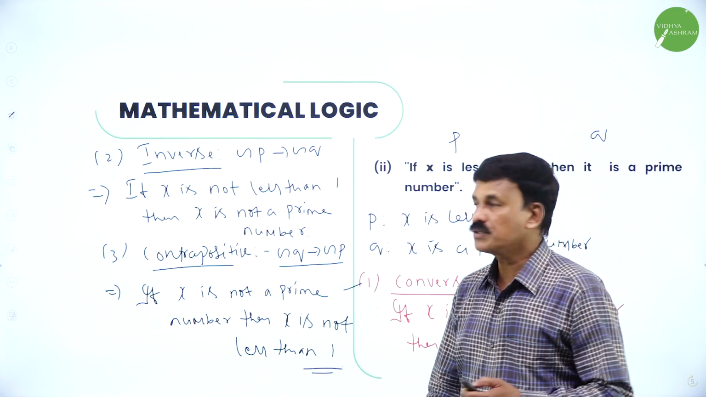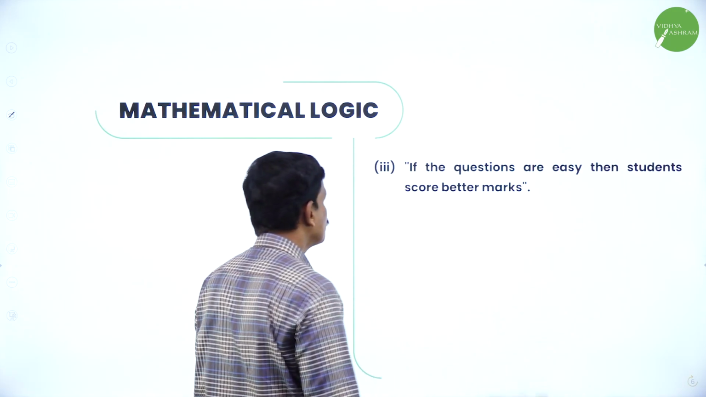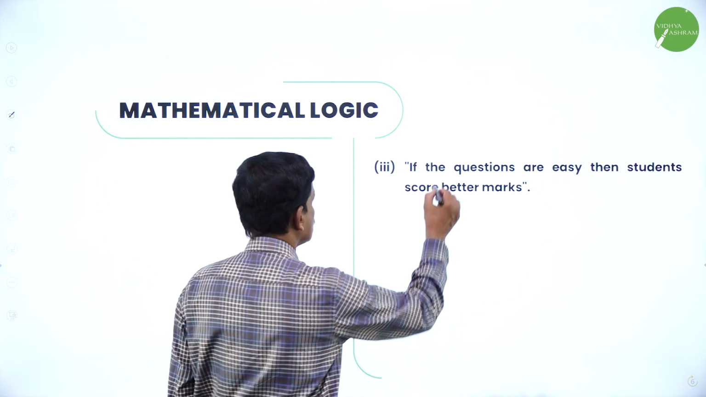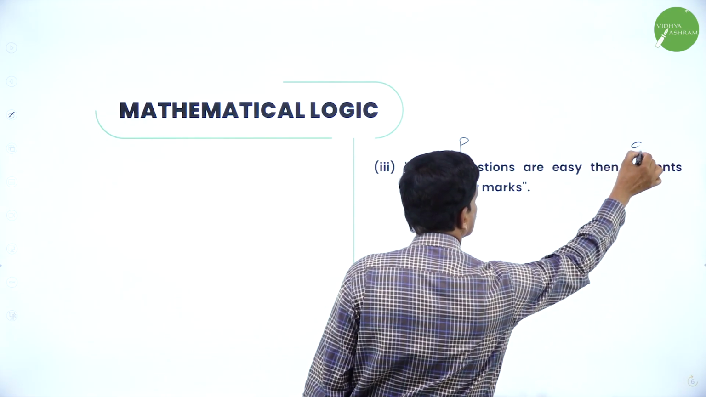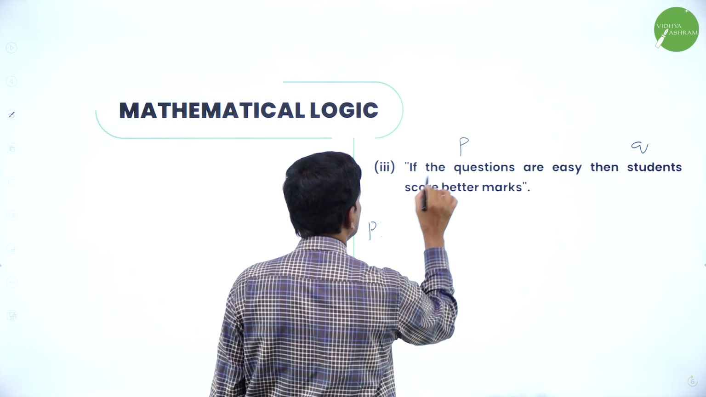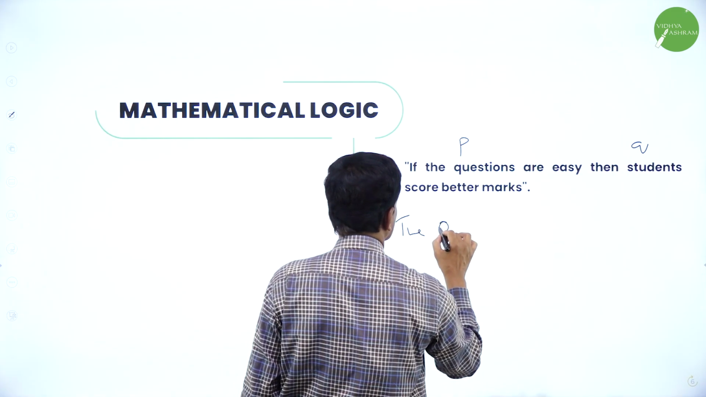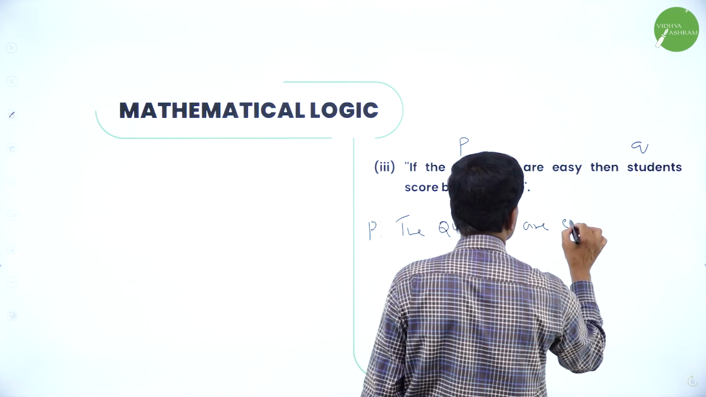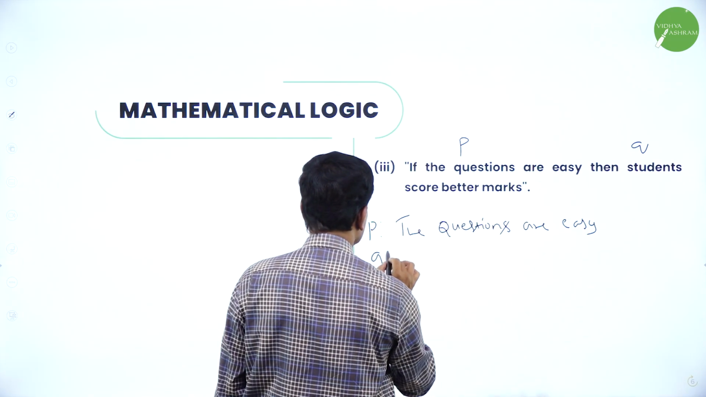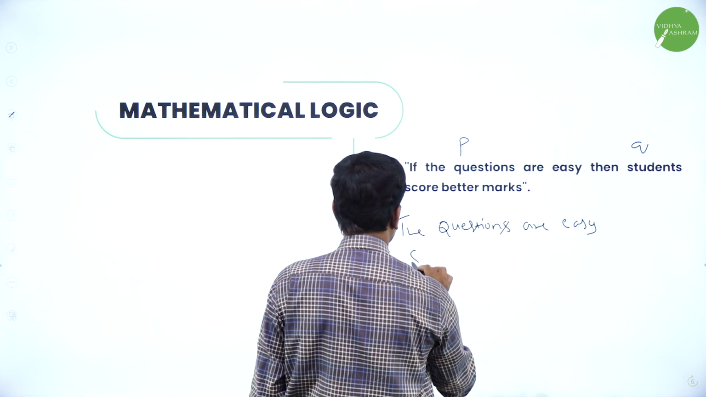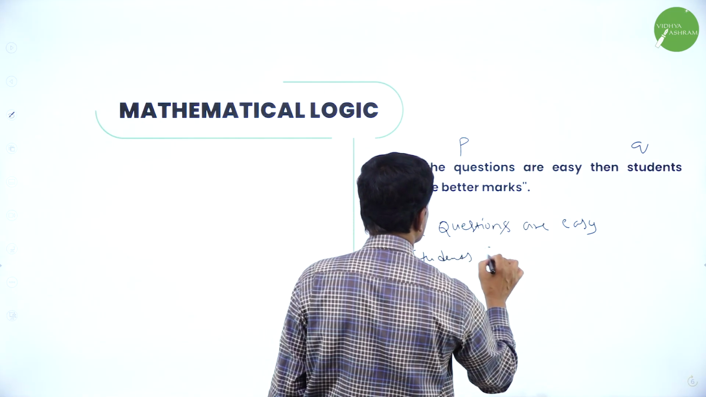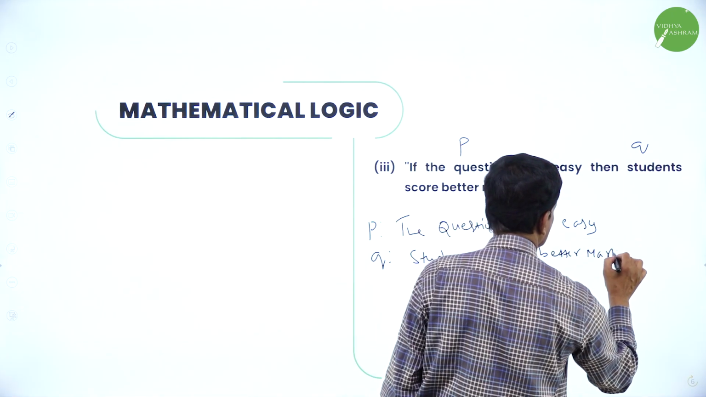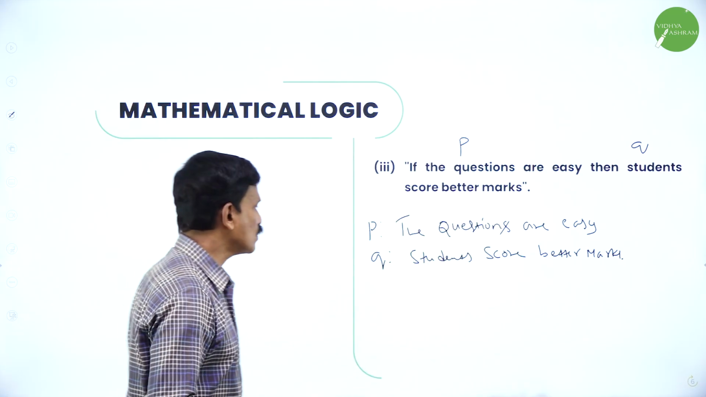Hope you followed. Now, move on to the similar type problem. If the questions are easy, then the students score better marks. So, here also this is the given conditional statement, P, and this is Q. What is P here? P is the questions are easy. Then what is Q? Q is nothing but the students score better marks. Now write one by one.